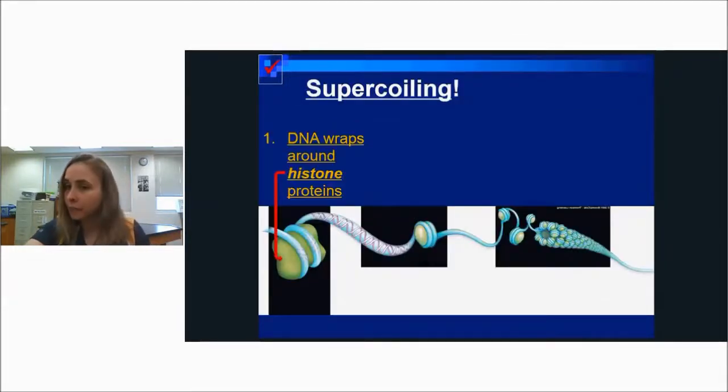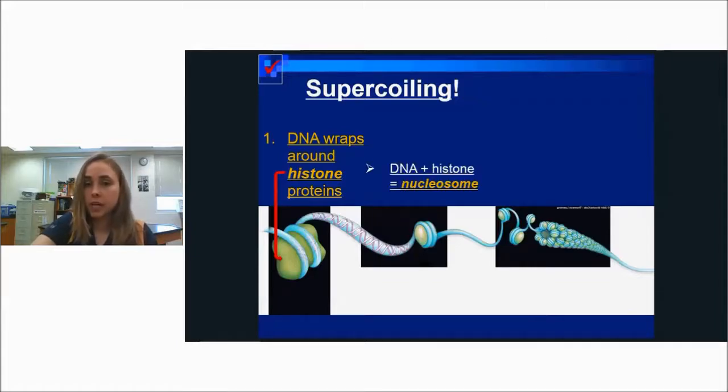First, the DNA will wrap around histone proteins. So the DNA is a mixture of the deoxyribonucleic acids and proteins. It's not just DNA, it's also proteins. And it will wrap around the proteins, and this little green glob here is a histone protein. And then those proteins will wrap around each other. So the DNA and the histone together are called a nucleosome. And that is shown in this second picture.